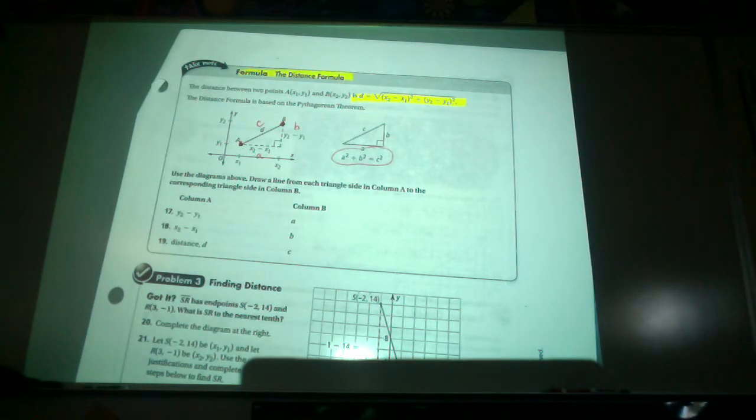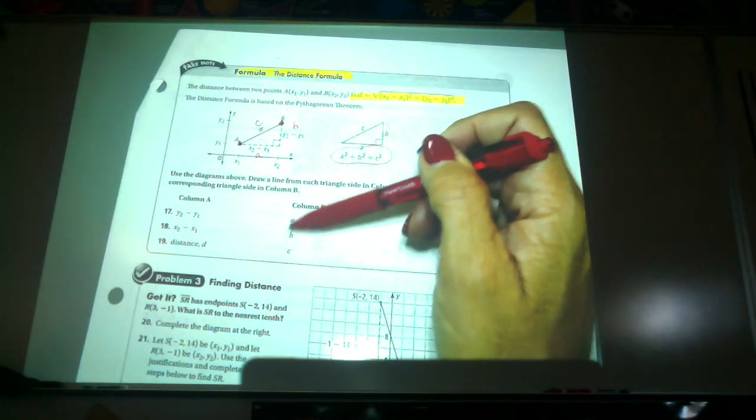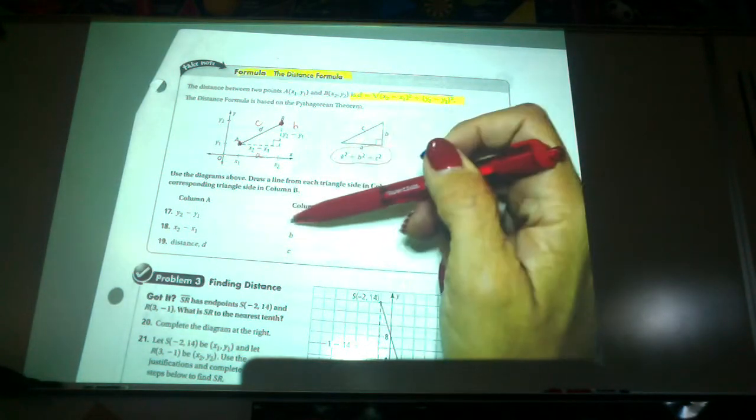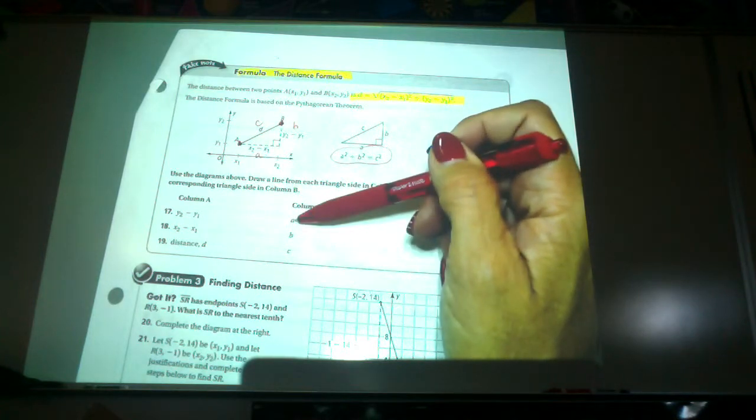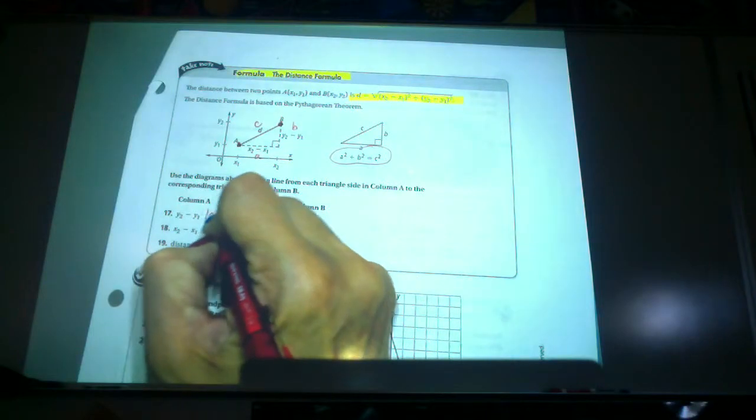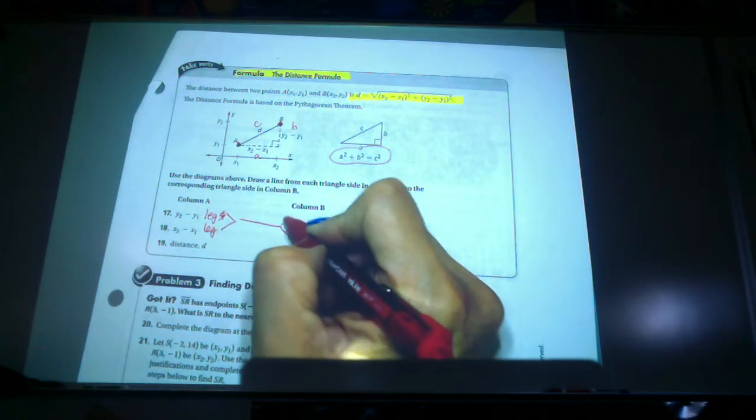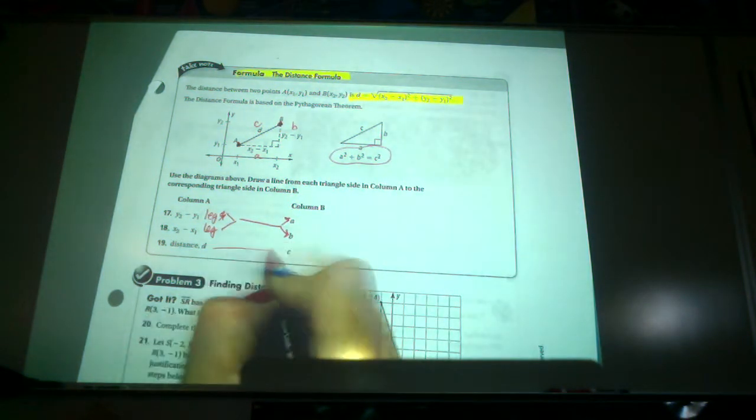So they want you to do the following. Well, I don't really care about questions 17, 18, 19, but use the diagram above, draw a line from each triangle side in column A to the corresponding side in column B. Quite honestly, y sub 2 minus y sub 1 could go to A or B. It doesn't matter. And same thing with x sub 2 minus x sub 1 could go to A or B. The legs, which are these right here, well, I guess it's a leg, singular. These together could be either one. But the distance, that definitely is C.